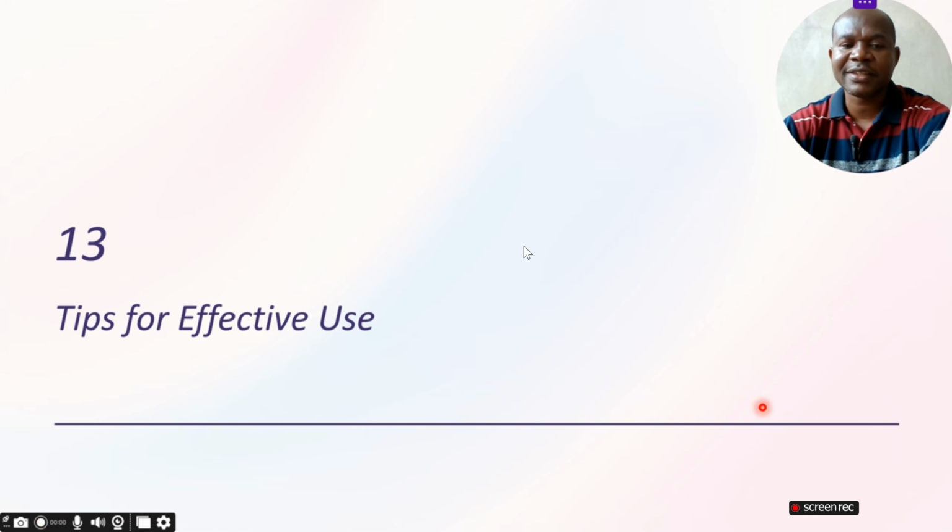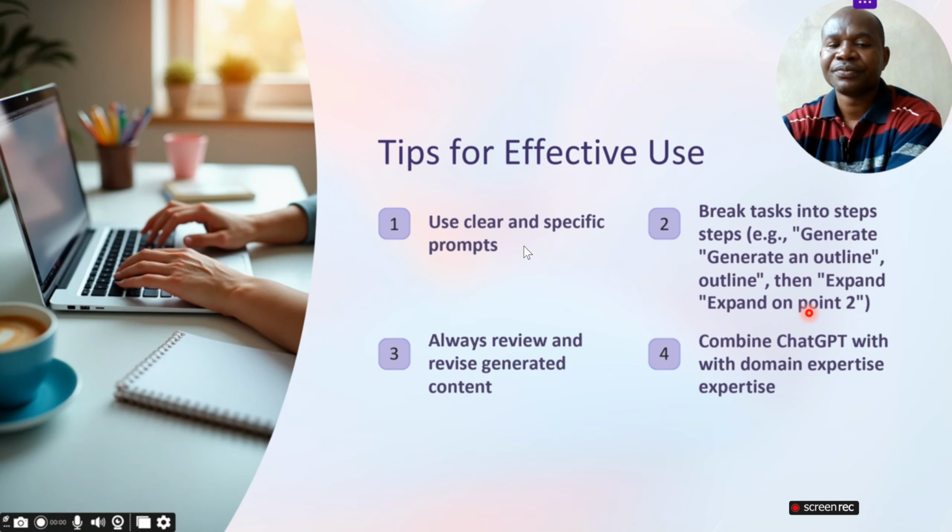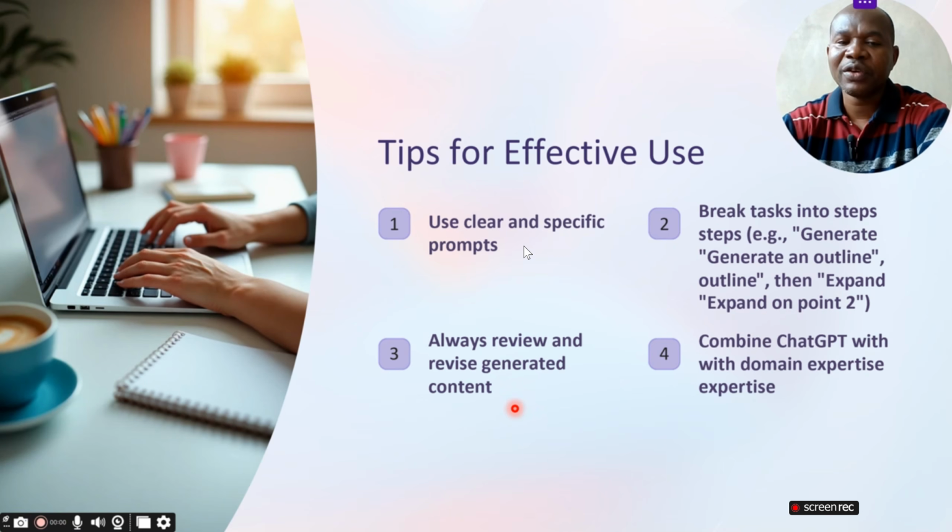Now, let's look at the tips for effective use. Number one, use clear and specific prompts. Don't overload too much information on ChatGPT at the same time. You can break the task: generate an outline, and then expand that particular outline at the second point. And of course, always review and revise the generated content.